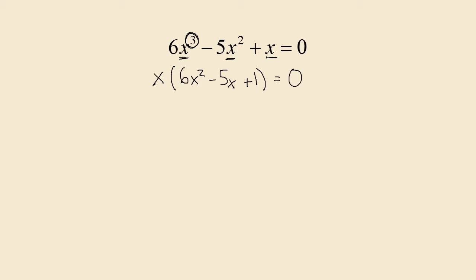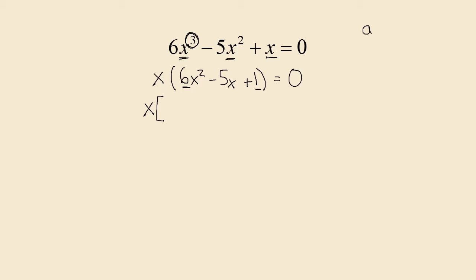So don't forget to bring this x down. Even though we factored it out, we are not done with it. And I'm going to change those parentheses into brackets because I'm going to be putting some more parentheses inside here. So the next thing we need to do is to split up our middle term. And to do that, recall that we need to look for two numbers who have a product of 6.